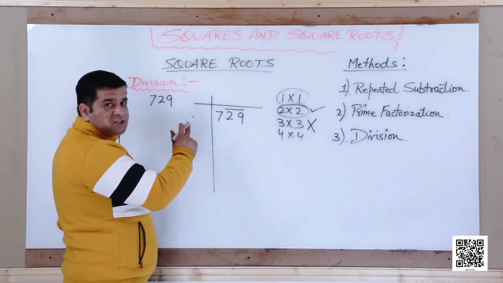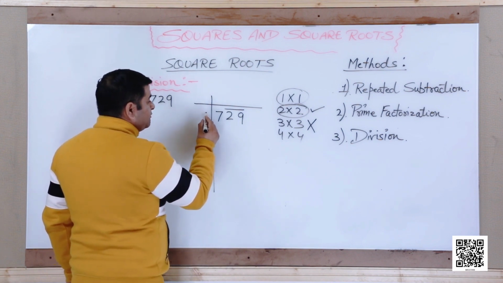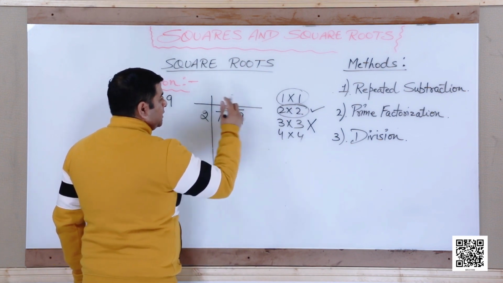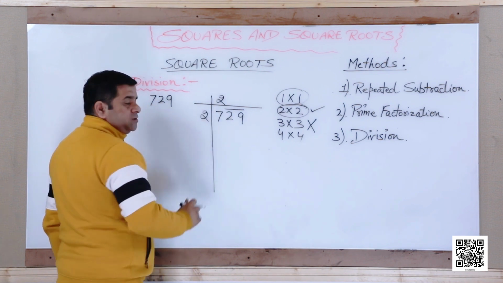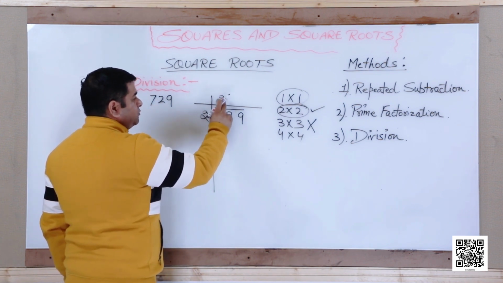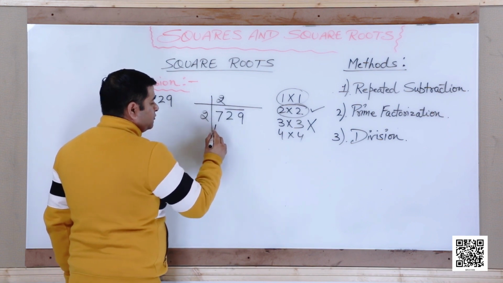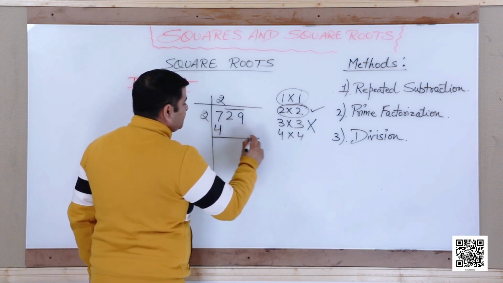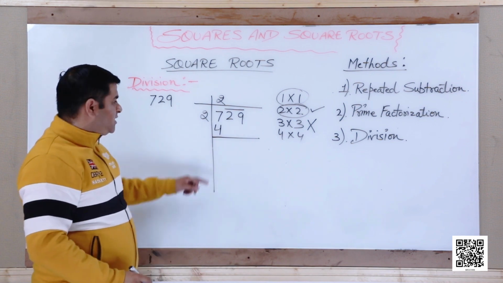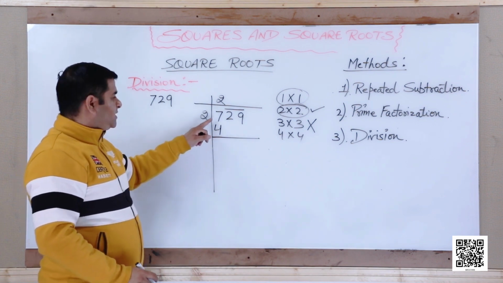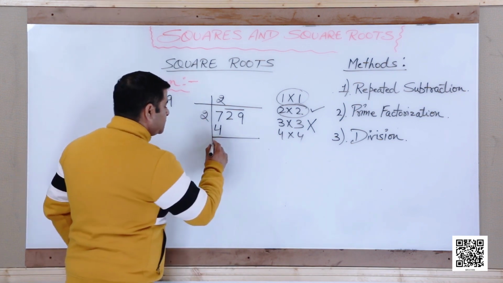So students, watch carefully. What do we have to do? We will write 2 here and 2 here also. So 2 times 2, whatever we write here, we will write here also. 2 times 2 is 4. We write 4 here, and as we do in division, we will subtract this. 7 minus 4 is 3.